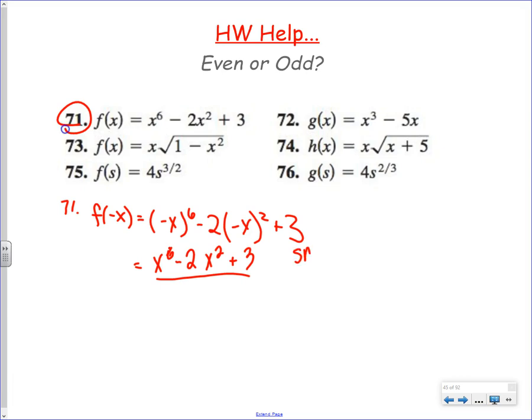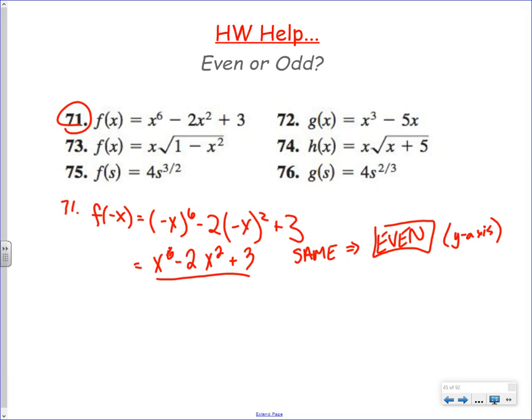So if it stayed exactly the same, what is that going to tell me? It's even. AKA, you could also say it has y-axis symmetry. That's reviewed from section 1.2. And the nice thing is the test that we learned in this section can help us maybe with the test from section 1.2 that might have been a bit more confusing. But once again, these only work with functions.